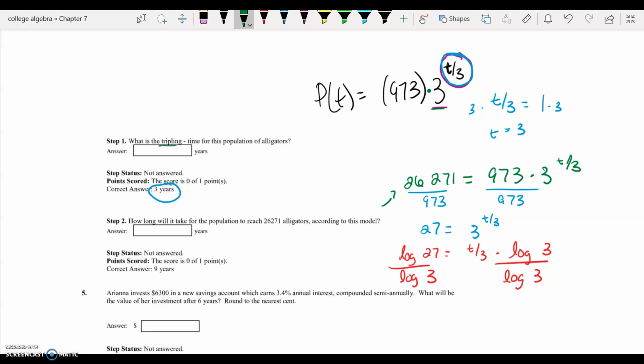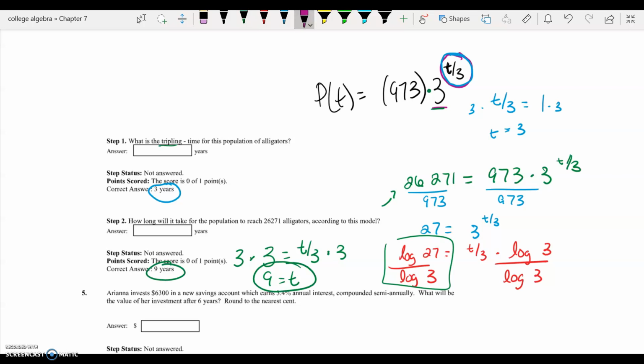When you do that, this right here is going to be 3 equals, all I have left on the right hand side is t to the 3rd, so I got to multiply by 3. 3 times 3 is 9, which is your answer. That's one of the harder questions, but not the hardest.